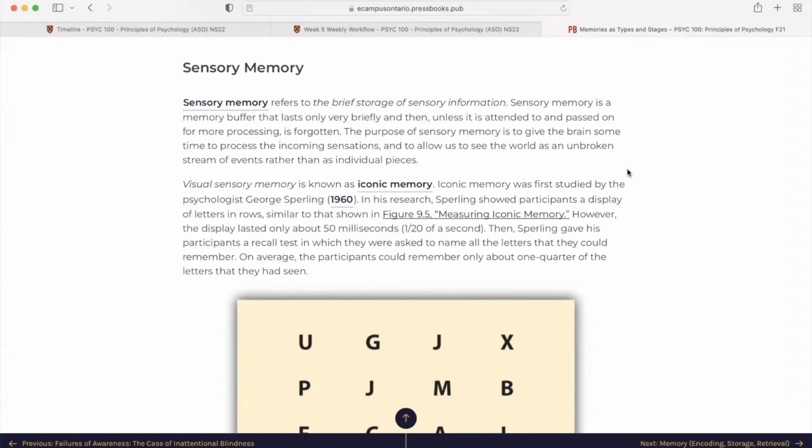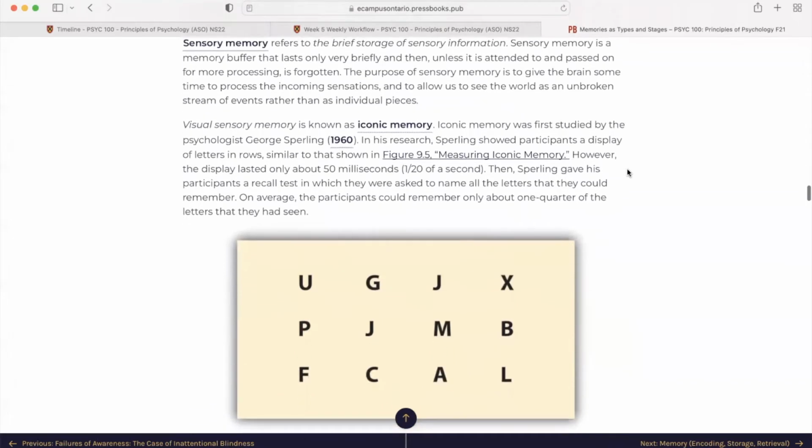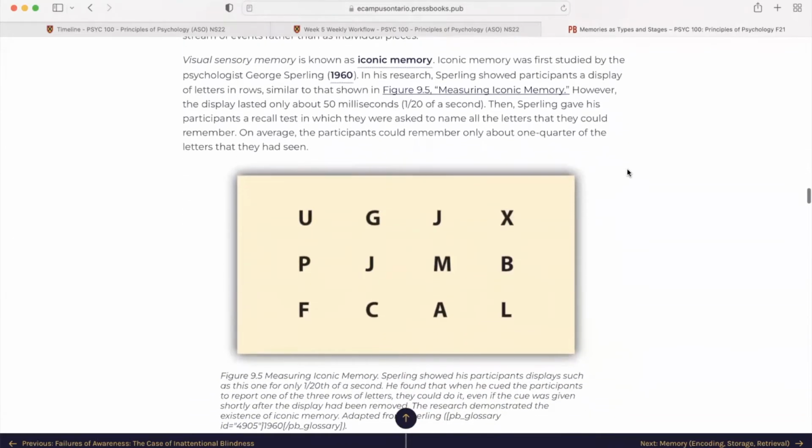Visual sensory memory is known as iconic memory. Iconic memory was first studied by the psychologist George Sperling. In his research, Sperling showed participants a display of letters in rows. However, the displays lasted only about 50 milliseconds. Then Sperling gave his participants a recall test in which they were asked to name all the letters that they could remember. On average, the participants could remember only about 1/4 of the letters they had seen.